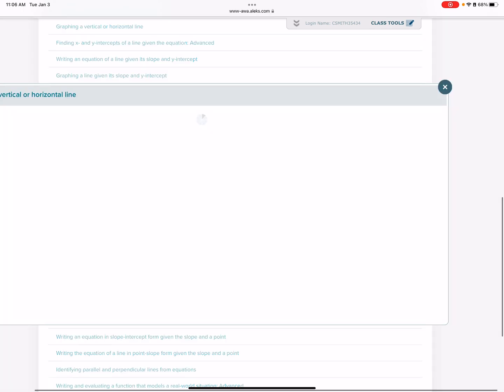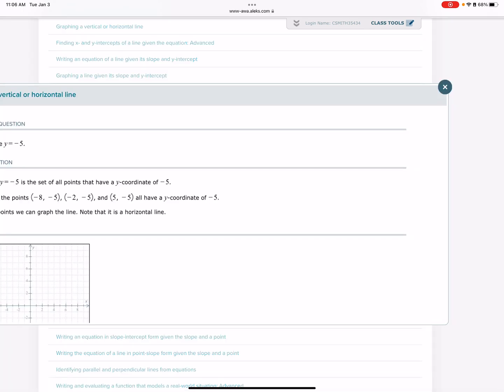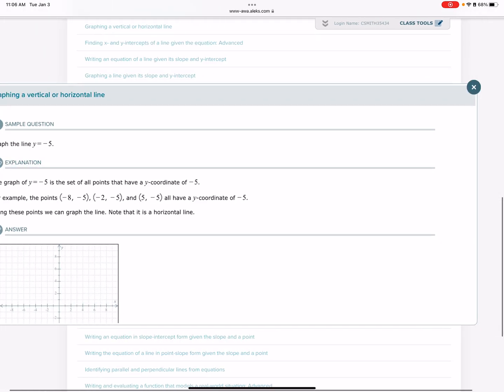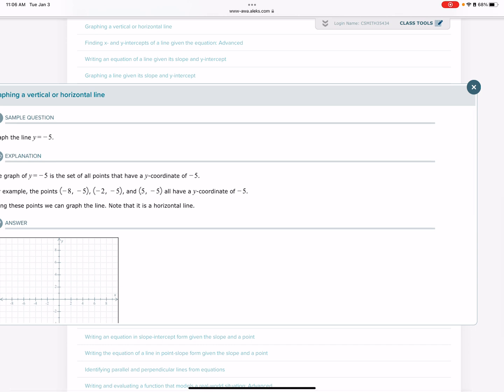Graphing a vertical and horizontal line. We've talked about that just a second ago, so let's just kind of see if there's anything. Graph it. You definitely can handle this, but let's go ahead and try it. Graph the line at y equals -5. So what does that mean?